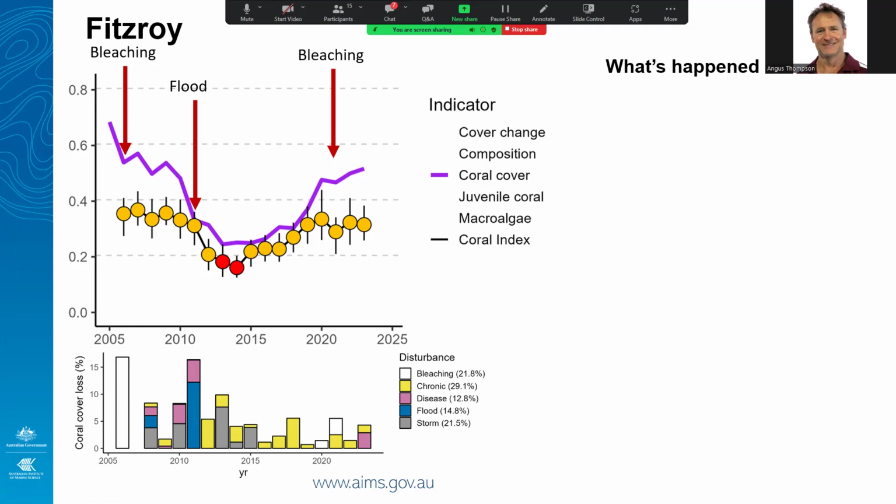We didn't have an index score at that point. It started in 2006, and unfortunately in 2006 there was a severe bleaching event, and that really knocked down the coral cover.